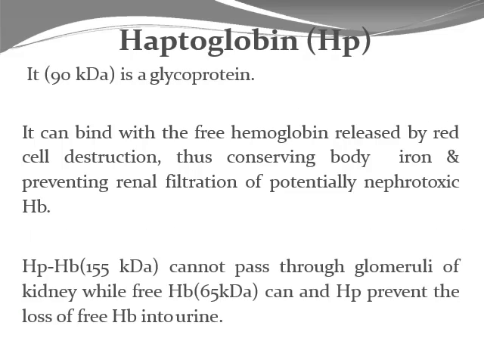The fifth plasma protein is known as haptoglobin. Haptoglobins are known to bind with free hemoglobin that is produced by the destruction of RBCs, and thereby they conserve the body's iron and prevent the renal filtration of toxic hemoglobin. Haptoglobin cannot pass through the glomeruli and thereby can prevent the loss of hemoglobin into urine.